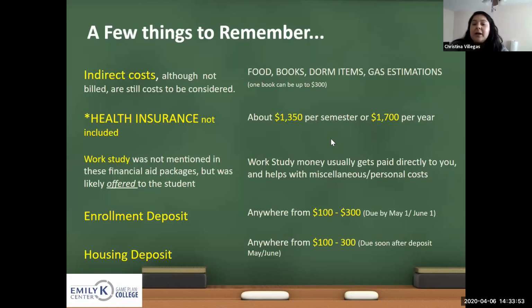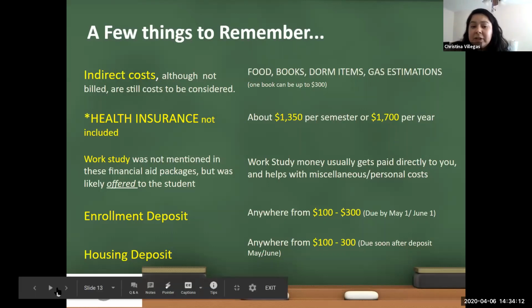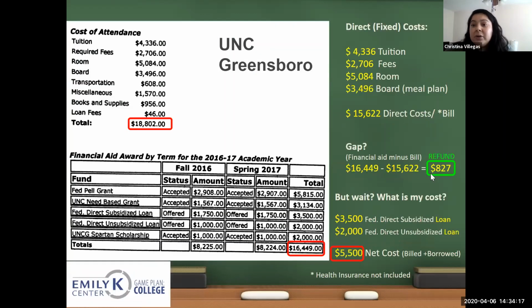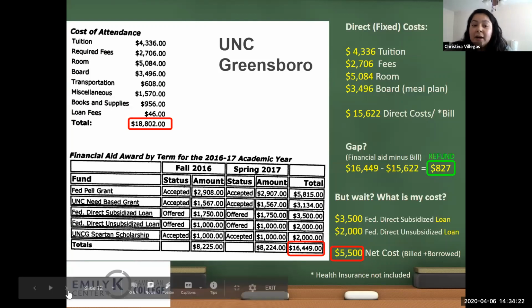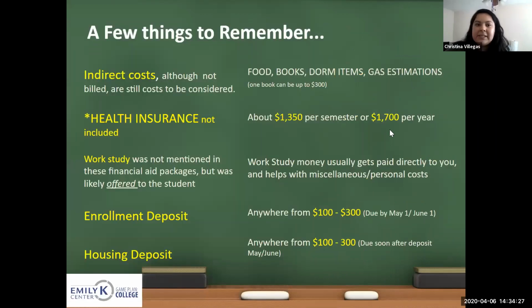So health insurance, that is not included in this bill amount. It is about $1,350 per semester. So that's about 1,700. Wait, that's not right. 2,700 per year. That was my error in the numbers. The last one too, 2,700 per year. So this student that's getting the refund back of $827, say they needed to use the health insurance offered by the college, they would then owe an amount. So they would not get that refund back, if that makes sense.